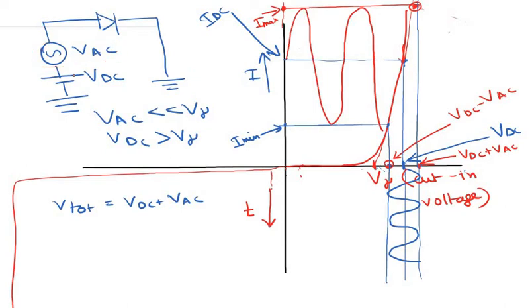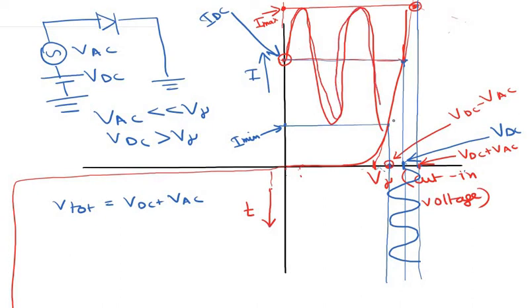Now what is the DC component of the current? The DC component of the current is this value IDC, which corresponds to the DC voltage. I have written it here, IDC. This is like an axis over which IAC is oscillating. So this is the DC value of the current, IDC, and what is the AC component of the current? The AC component of the current is this component over here.